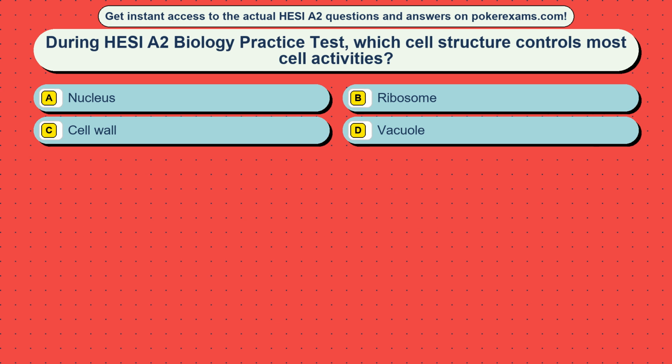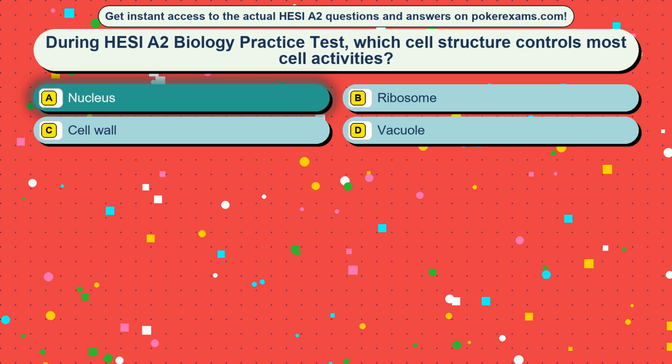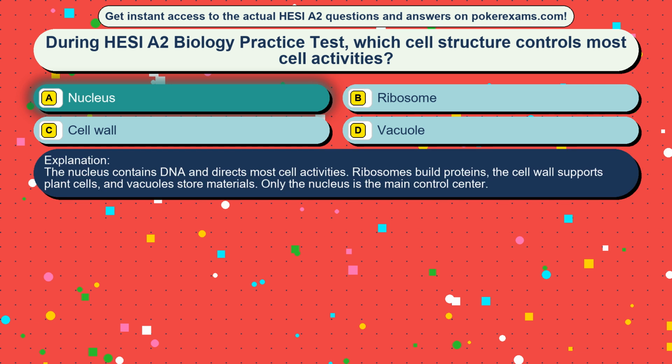Question 41. On the HESI A2 Biology practice test, which cell structure controls most cell activities? Option A, nucleus. Option B, ribosome. Option C, cell wall. Option D, vacuole. The correct answer is option A, nucleus. The nucleus contains DNA and directs most cell activities. Ribosomes build proteins, the cell wall supports plant cells, and vacuoles store materials. Only the nucleus is the main control center.